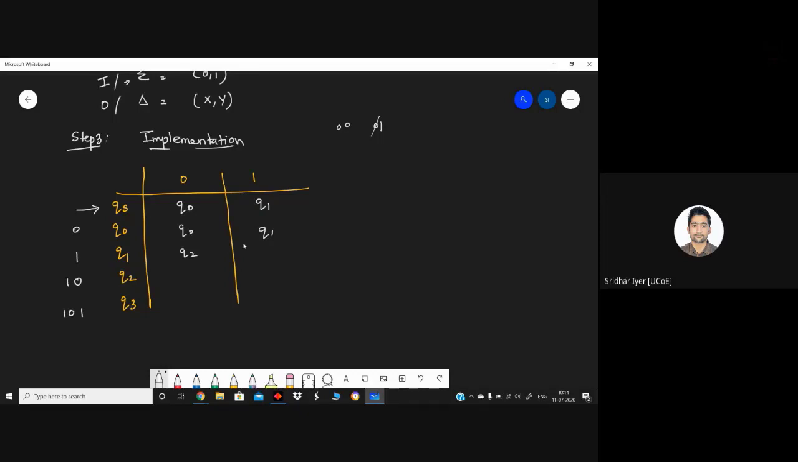I am not having any state corresponding to 11, so I will stick to Q1. Next up is 100, but we don't have any state corresponding to 100. What we will do, we'll start backtracking. If I remove this one, I am left with 00. But yet again, I am not having any state corresponding to 00, so I will stick to the state corresponding to input 0.